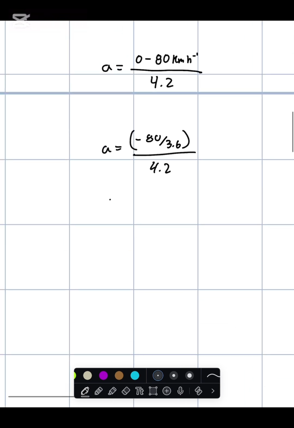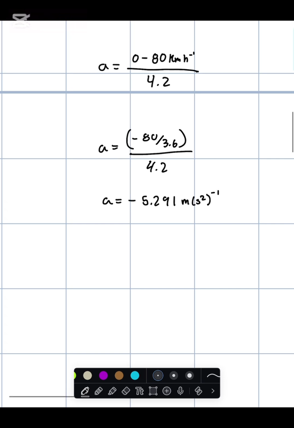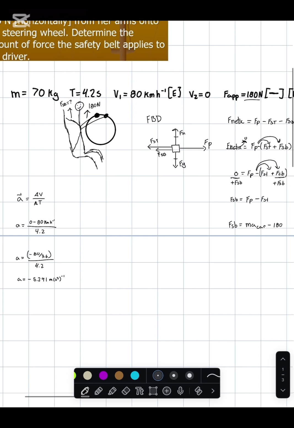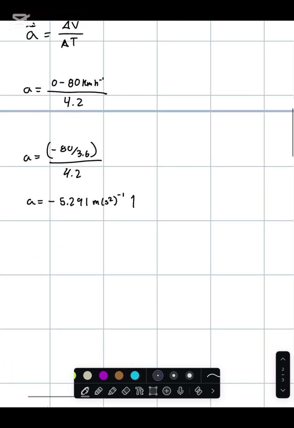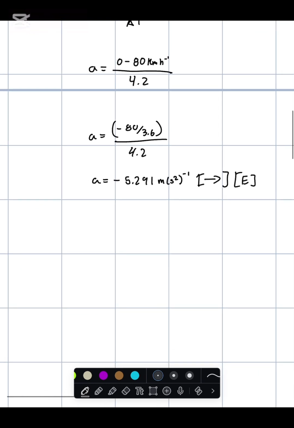We will get A equal to -5.291 meters per second squared. And remember how I said that we're going east? So this will be in the east direction, this way. So since it's going that way, how can we write this in a positive format? I'll give you a couple seconds.